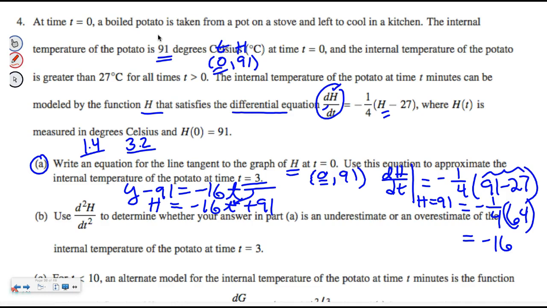When you put a 3 in, you would get a negative 48 plus 91. Remember, you're allowed to leave that because it's numerically equivalent to what it's supposed to be. So I'm just going to leave that there. The next is to find the second derivative.